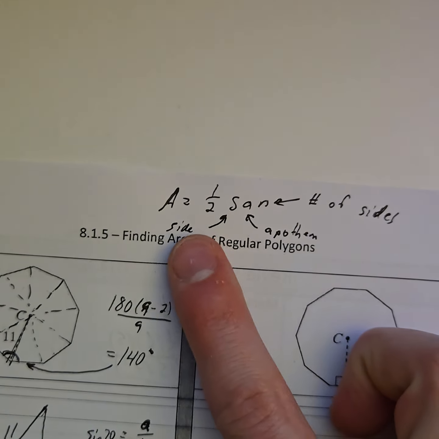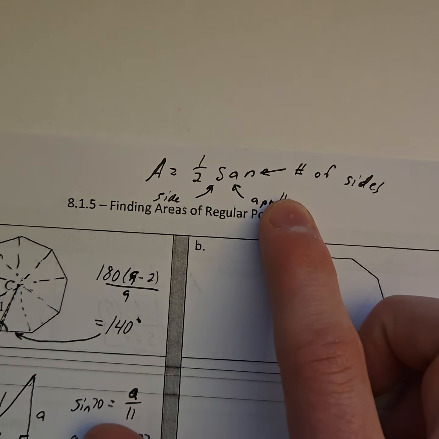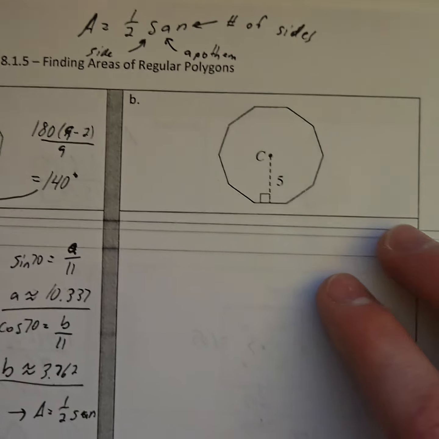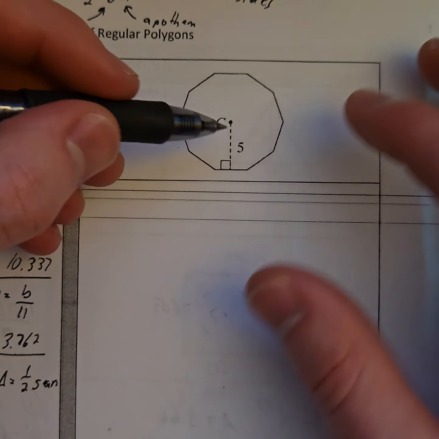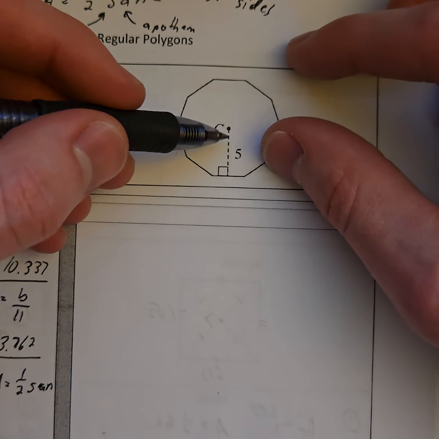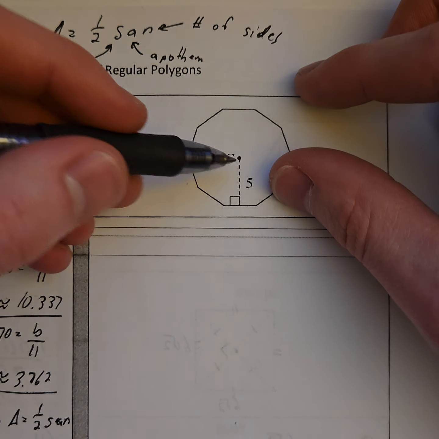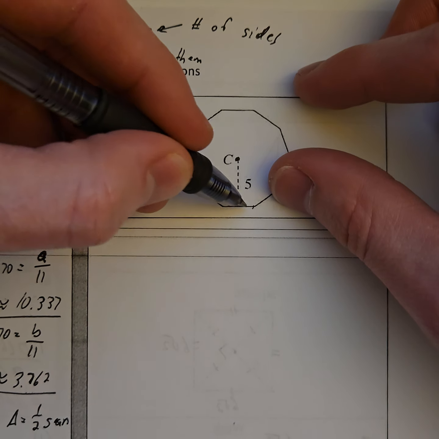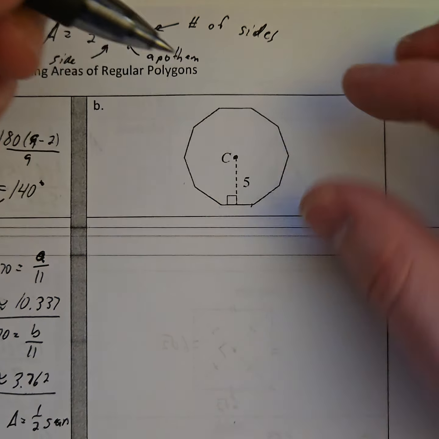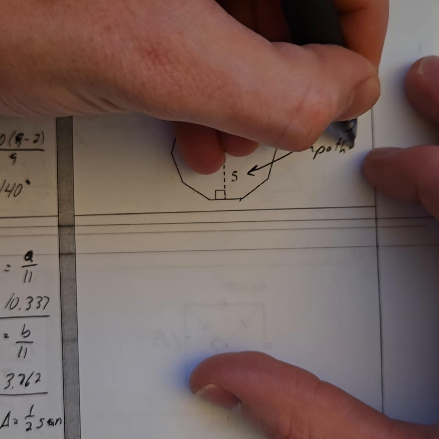So those are the three things you need to know in order to find the area of a regular polygon, okay? So with this one, we are given what is called the apothem. When you go from the center of your shape perpendicular to a side, that is the apothem. Okay, so I'm just going to label that right now. We got the apothem.